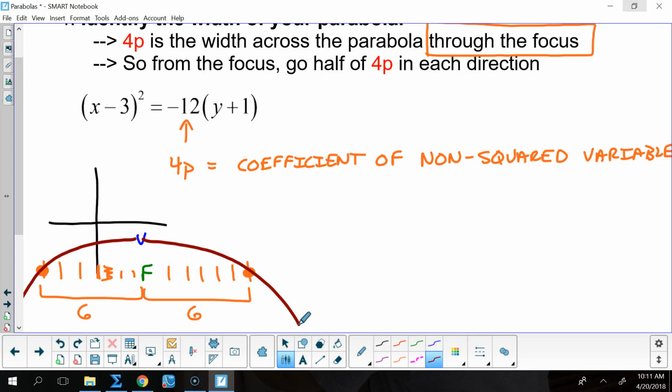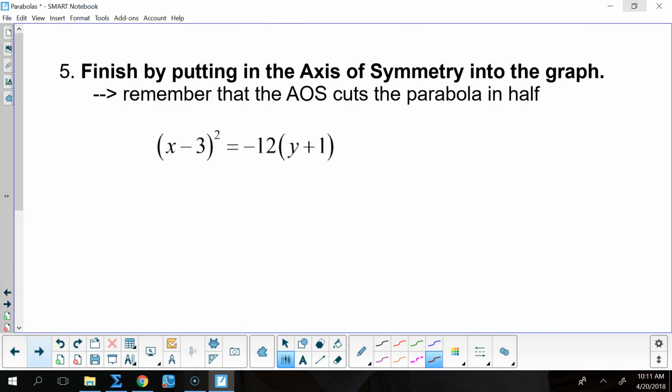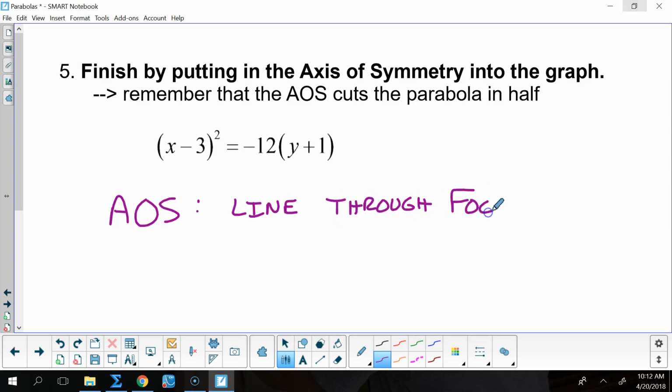Okay? One last part is the axis of symmetry. Okay? So the axis of symmetry is the line through the focus and the vertex. It's also perpendicular to the directrix.